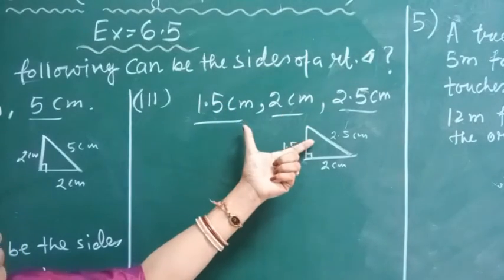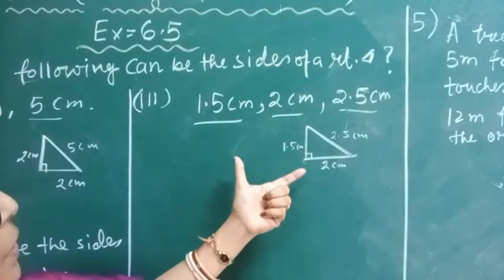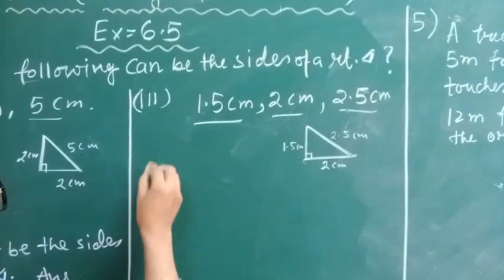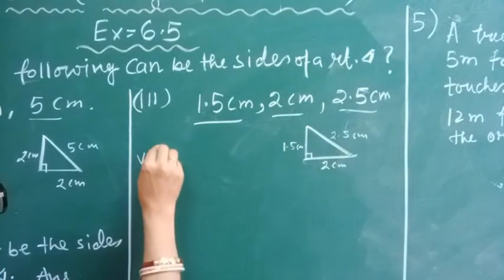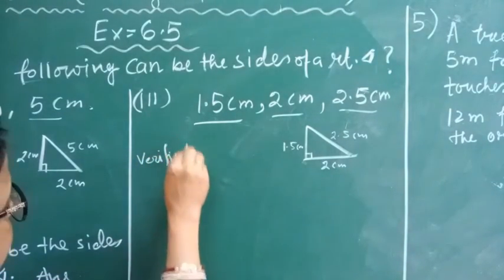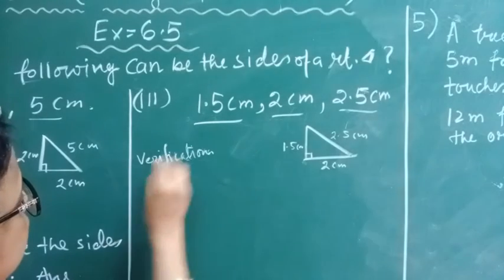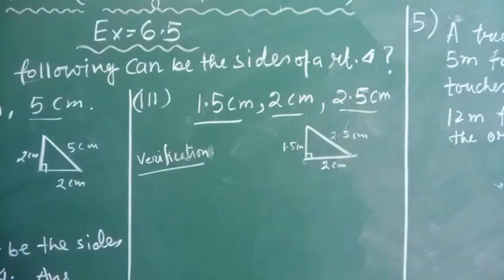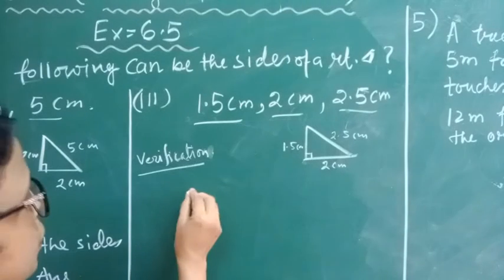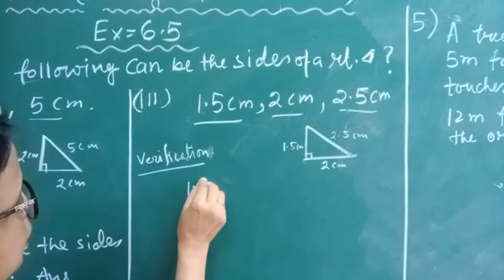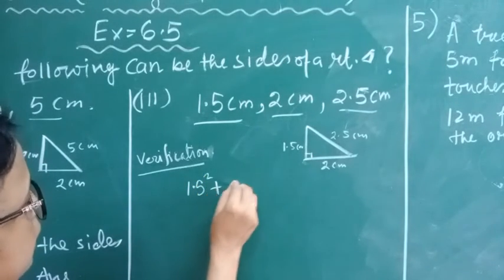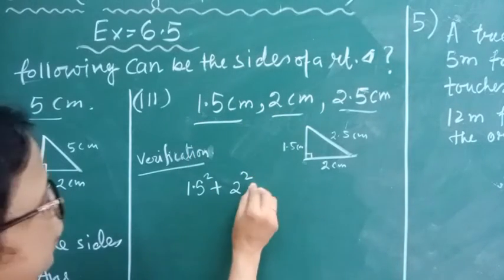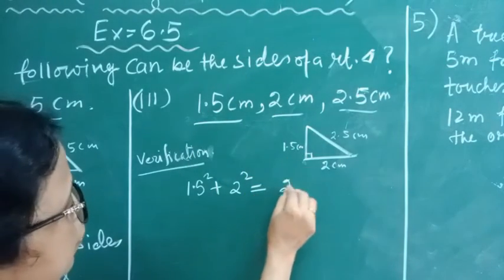if these are the sides of a right angle triangle, then for verification, Pythagoras theorem must be correct here. So for verification, are they the sides of a right triangle or not? What we will do is take the smaller two sides, square them and add. So 1.5 square plus 2 square should be equal to 2.5 square.